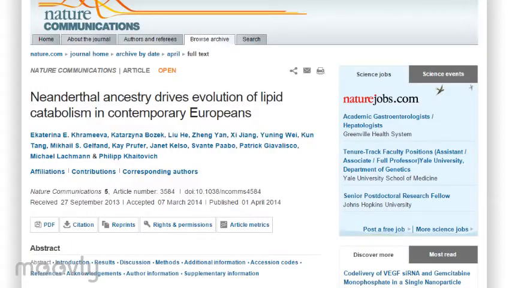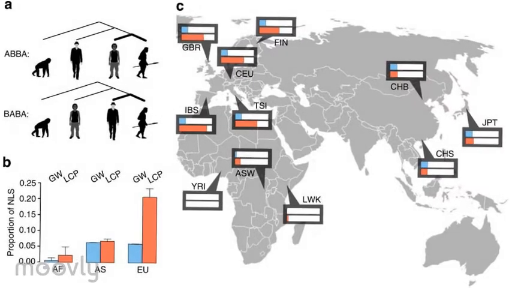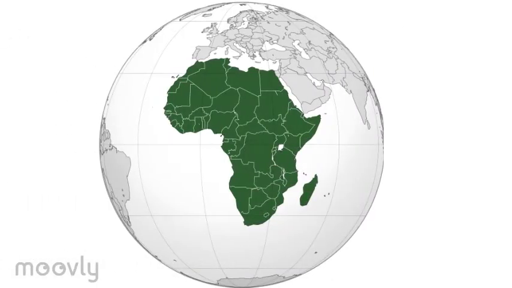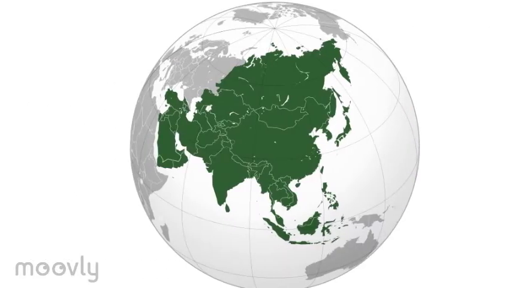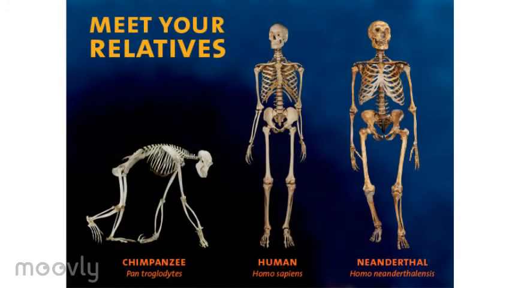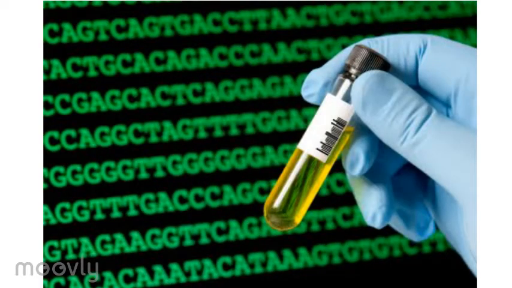A 2014 study assessed if Neanderthal variants resulted in adaptive lipid catabolism changes specific to Europeans. Scientists searched for regional similarities to the Neanderthal genome in the genomes of 11 contemporary human populations: 3 populations of African ancestry, 3 populations of East Asian ancestry, and 5 populations of European ancestry. For each of the populations, the human genome sequences were compared with Neanderthal and chimpanzee genome sequences. The Neanderthal genome consisted of a consensus of sequences from 4 individuals.